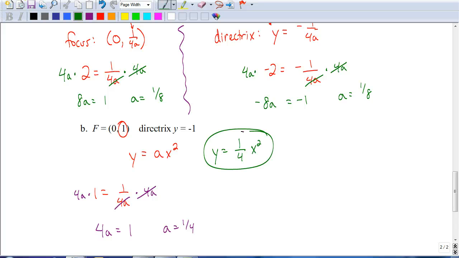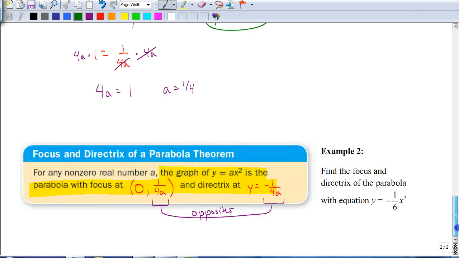Now what if they give us the equation and we need to come up with the focus and the directrix? That's what this last example does. So let's look at this one. So they give us the equation y equals -1/6 x squared. I know from here that my value for a would be -1/6. And I know my focus is the point where x is 0 and my answer for y is 1 divided by 4 times a. So I'm going to simplify that. So I'm going to put -1/6 in there for a, so it's going to be 1 over 4 times -1/6.